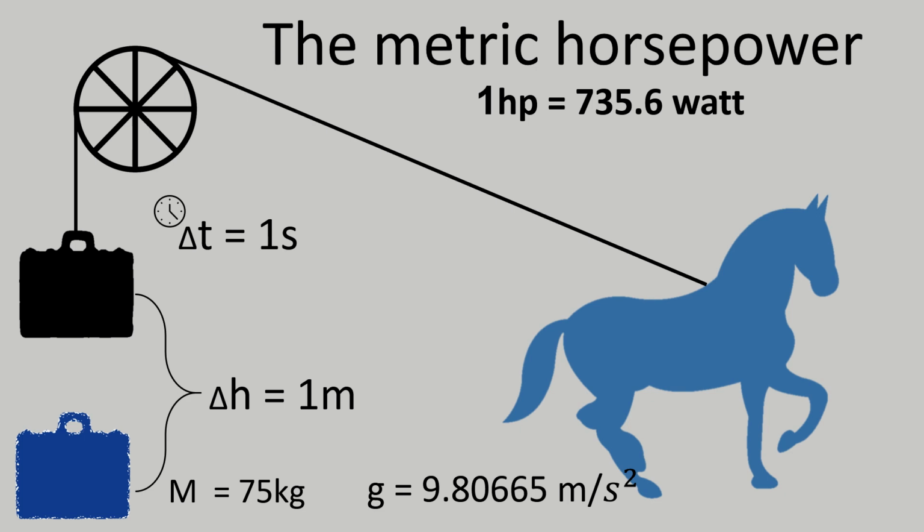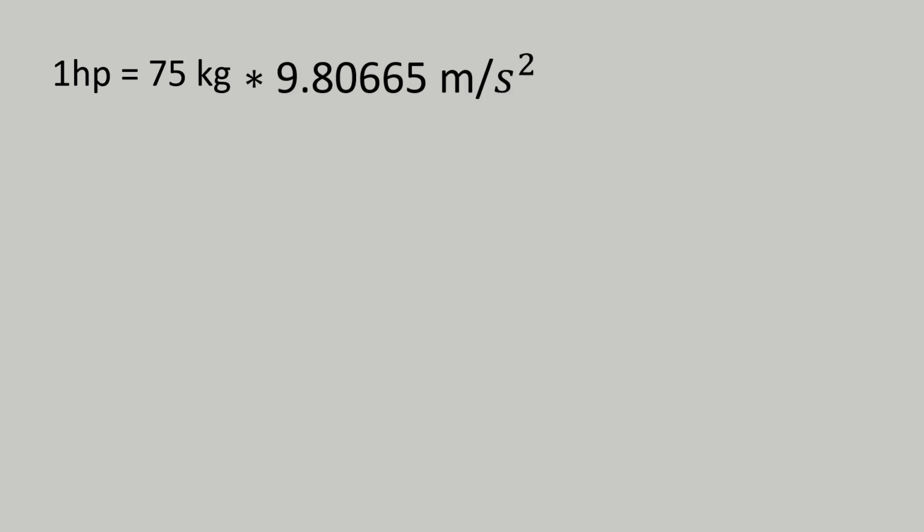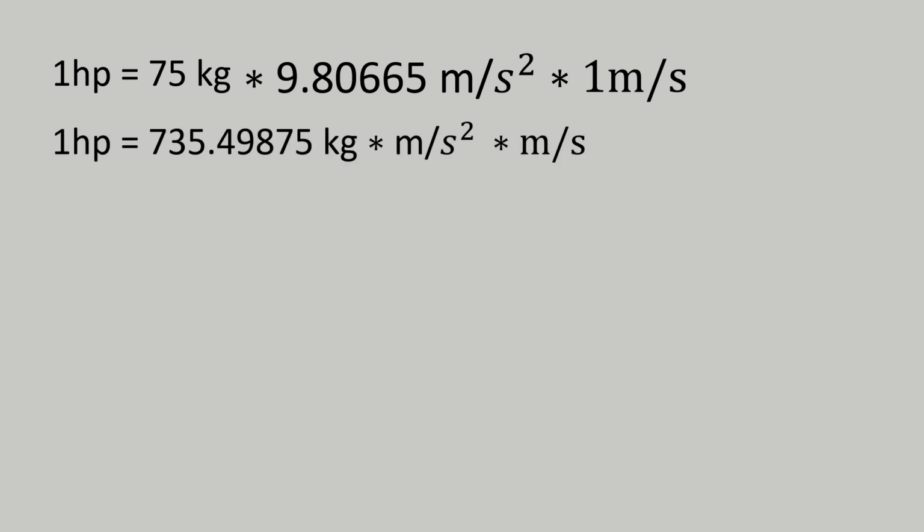So horsepower is the power to raise a mass of 75 kilograms against the Earth's gravitational force over a distance of 1 meter in 1 second. So let's calculate. 1 horsepower is equal to 75 kilograms times 9.8 meters per second squared times 1 meter per second. Here 1 horsepower is equal to approximately 735.